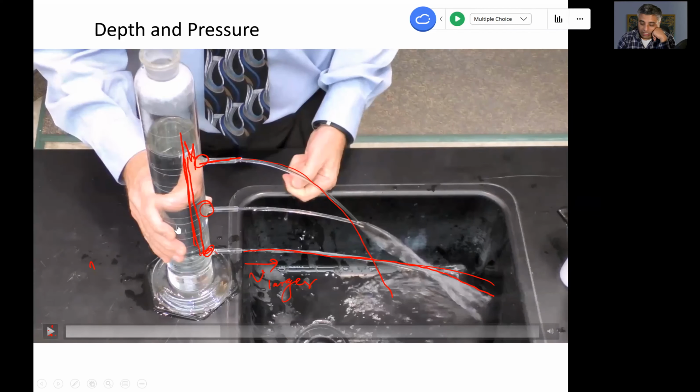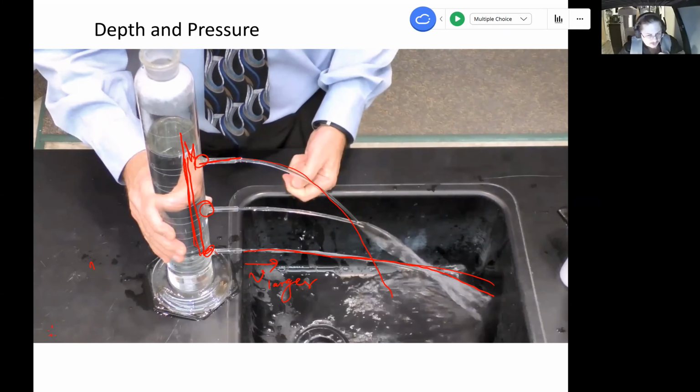So I see your hand, Robert. So my question is this: is that why the water towers usually have extra bands at the bottom of the tower to deal with the increased pressure?